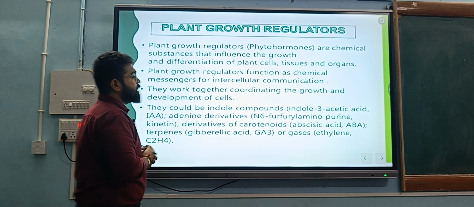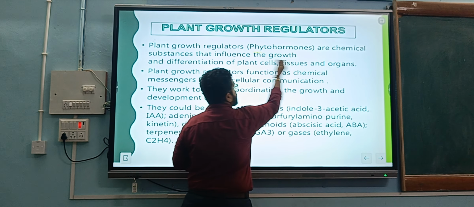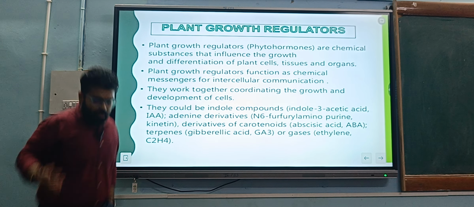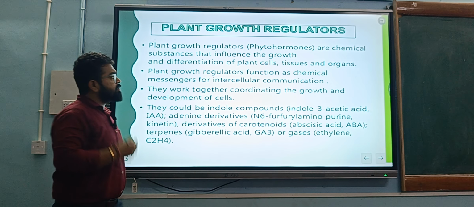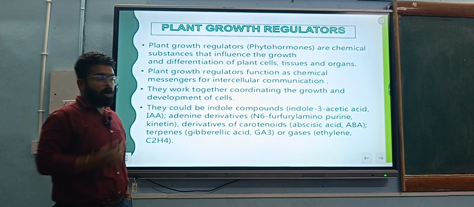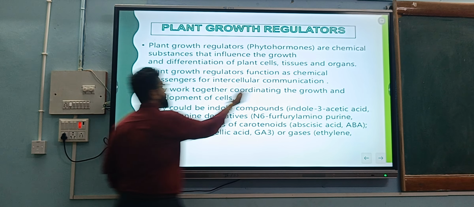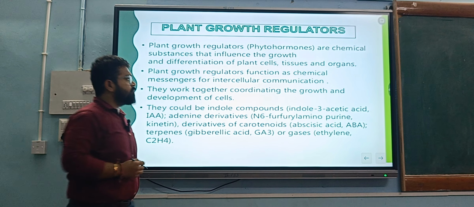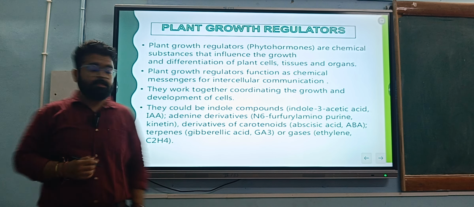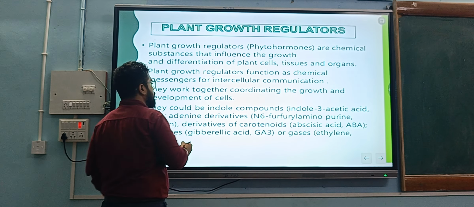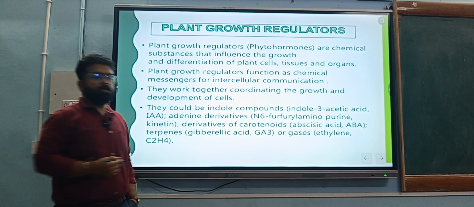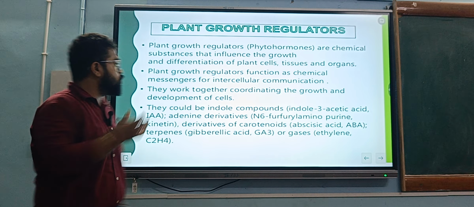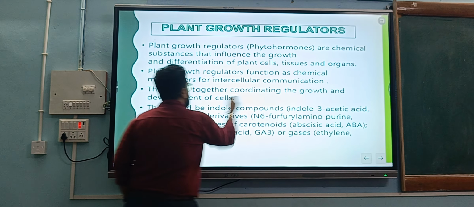Plant growth regulators, also called phytohormones, are chemical substances that influence the growth of a plant and the differentiation of plant cells, tissues and organs. Plant growth regulators function as chemical messengers. This term is important. They act as chemical messengers for intercellular communication, and they work together coordinating the growth and development of a cell. So this plays a very important role in coordinating the growth and development of the cell.